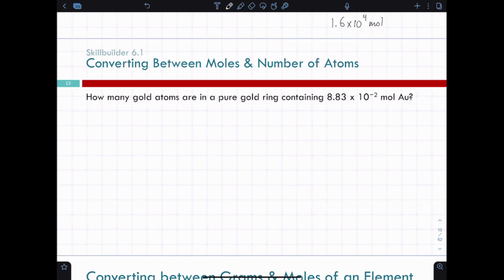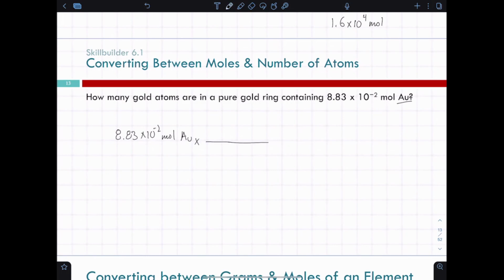Okay, so how many gold atoms are in a pure gold ring containing 8.83 times 10 to the negative 2 moles of AU of gold? Right, AU is gold. So we'll start with the number that we're given, 8.83 times 10 to the negative 2, and that's moles of AU. Including your units in your calculations is going to be more and more important, just for keeping track of things.